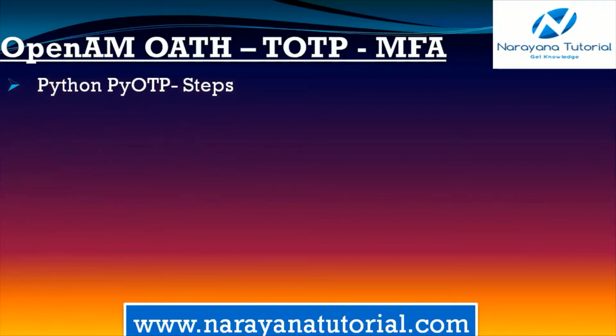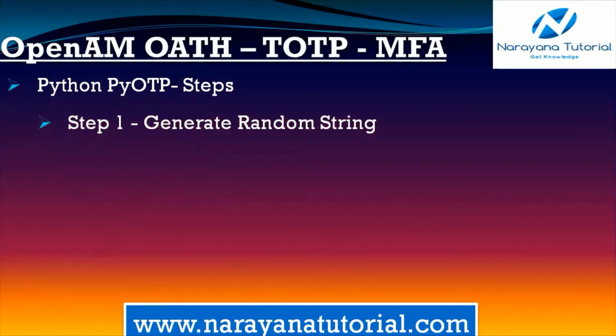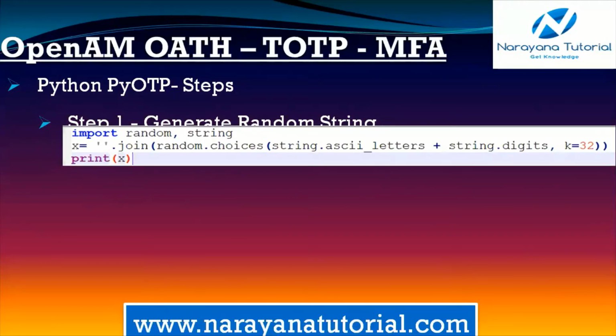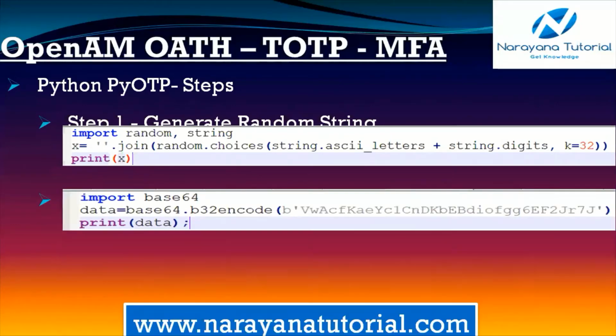So how to use PyOTP? We have step-by-step instructions. Step 1, generate a random string. Create one Python file, and in that Python file you can write this program to generate a random string. Step 2 is base64 encode. We have to encode in base64. Copy these lines, write this code into your Python file and execute it. You will get the base64 encoded string. I will show you practically.